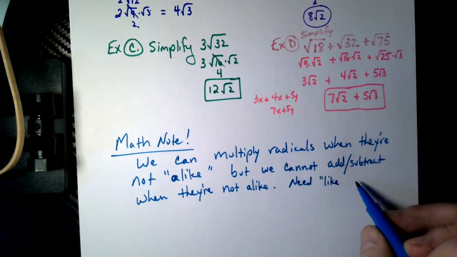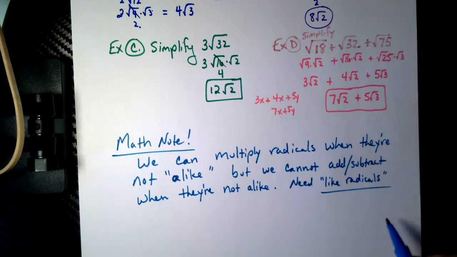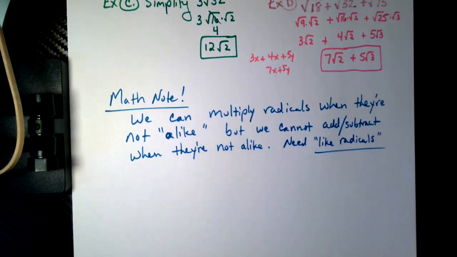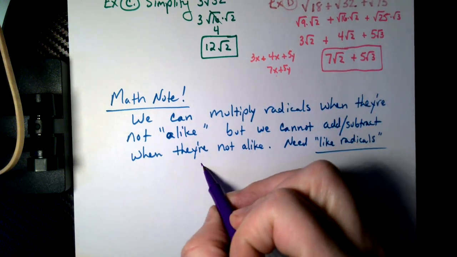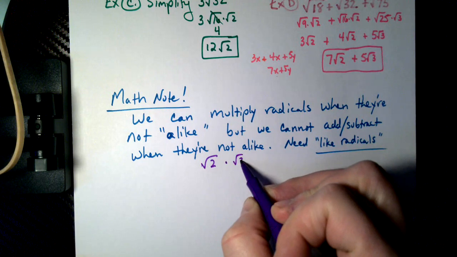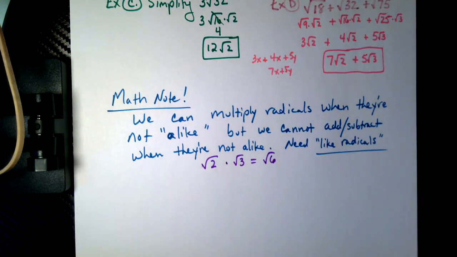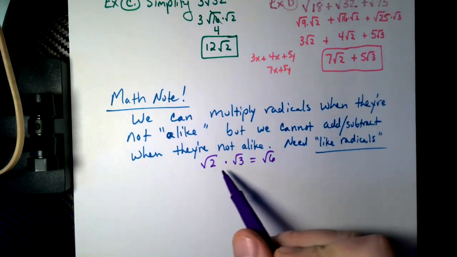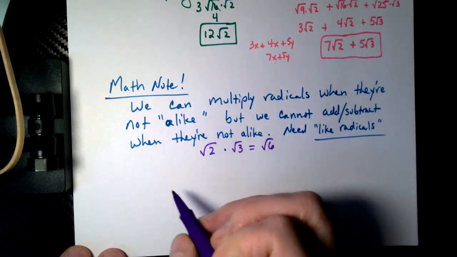For that, you need what's known as like radicals. So you might hear me say, hey, they got to be like radicals. They got to be the same type of thing. All right, so I can do the square root of 2 times the square root of 3. That equals square root of 6. And then square root of 6 doesn't break down. But I can't add square root of 2 and square root of 3.